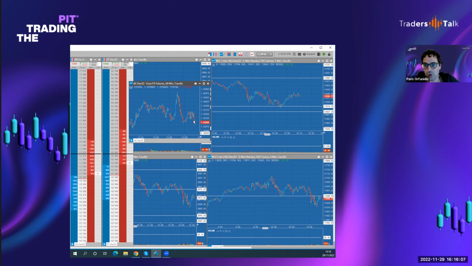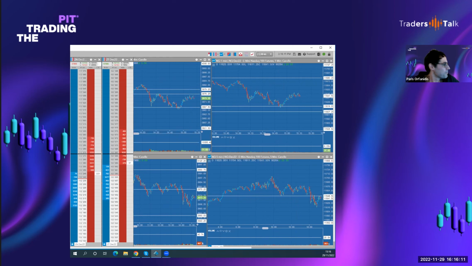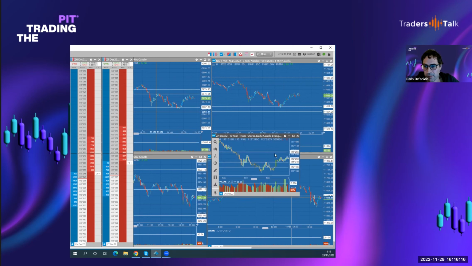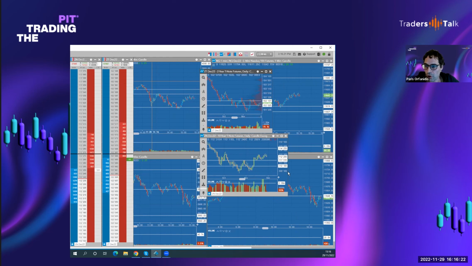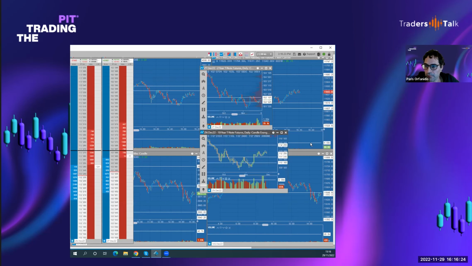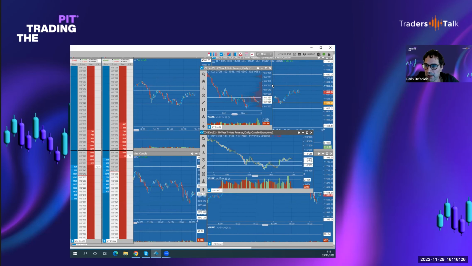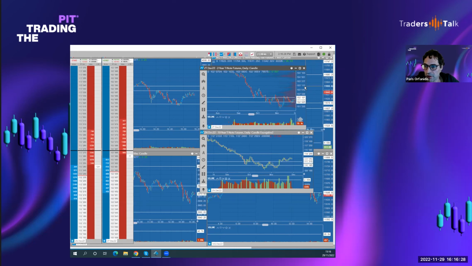Where is the euro dollar? Okay, I see that the euro dollar is receiving some pressure to the downside. Then I go over to the bonds, which I do have as a ladder, but I like watching the charts. This is the 10-year. Let me bring the 2-year. So on the bottom you have the 10-year, and at the top you have the 2-year.